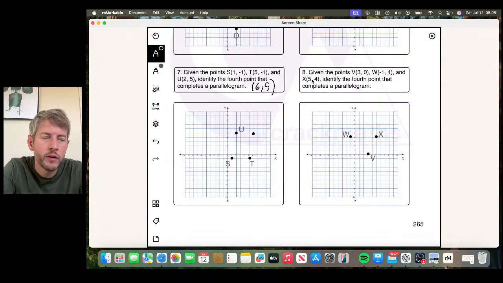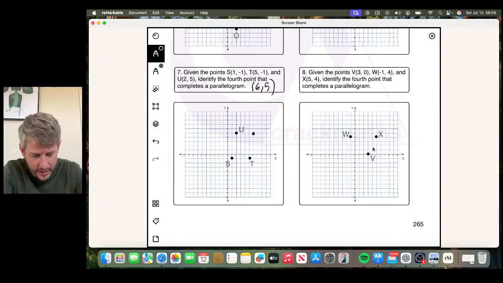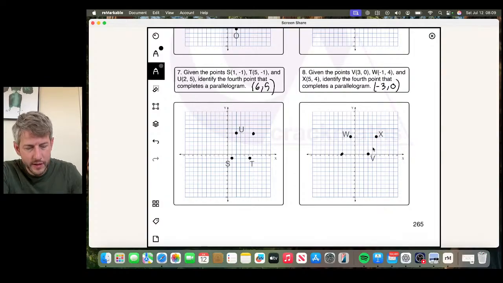Okay, and then question 8 is, given the points V (3, 0), W (-1, 4), and X (5, 4), identify the fourth point that completes a parallelogram. Okay, so I'm going to go for 1, 2, 1, 2. So it's got to be here. So that is (-3, 0). Okay, so let's get these marked.